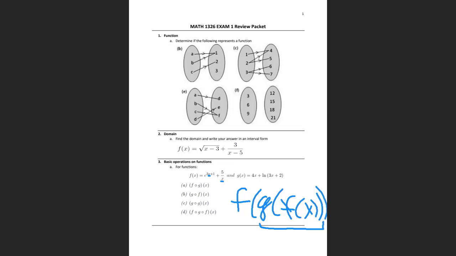Yeah, I can go over C again. So C is basically, do you see the x here in g of x? So we would do 4 times this whole thing plus natural log of 3 times this whole thing again plus 2. So it's basically, I'm trying to write it, so it'd be g of x. Does that kind of help?